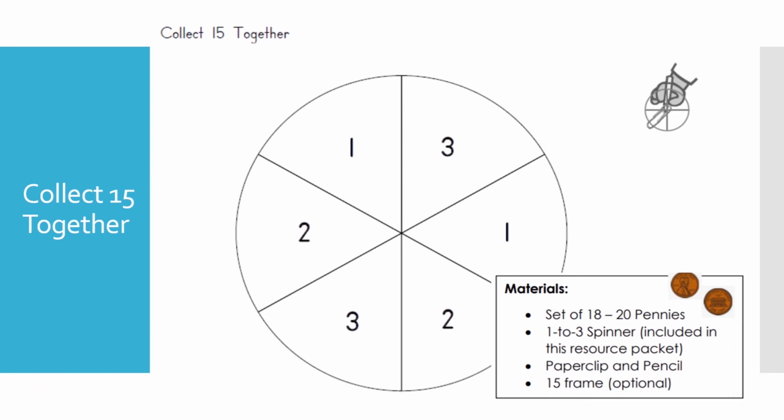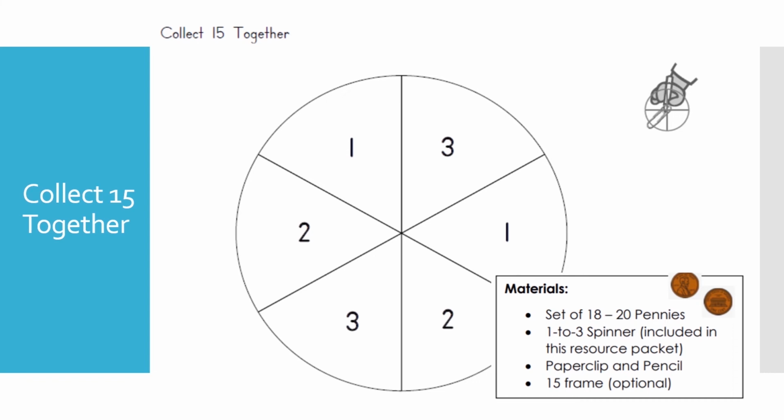Moving right along here, though. In this lesson, you're going to be playing Collect 15 together. Two players will take turns spinning a 1 to 3 spinner and taking the corresponding number of pennies. The goal is to collect 15 pennies working together as a team.